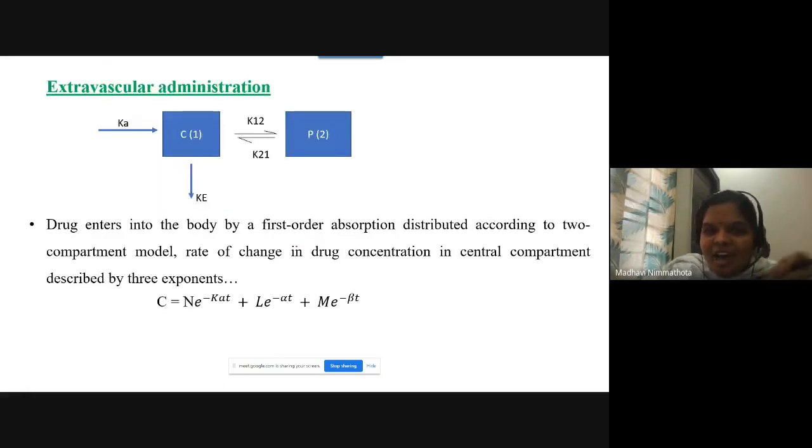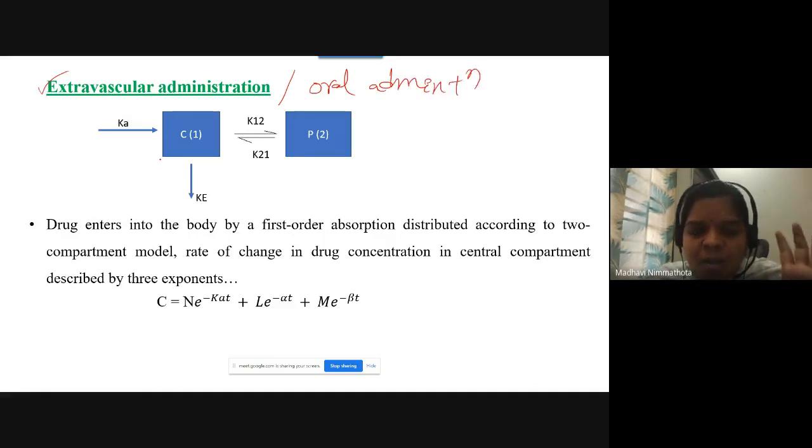Okay, this is about IV infusion, and you have only one more part in your fourth unit, extravascular administration. Extravascular is also called oral administration of your drug. Whenever you are going to calculate extravascular or oral administration, there is a need to calculate Ka. In case of IV bolus, there is no Ka. Why? Because we are selecting only rapidly absorbed drugs. Then why should we add this Ka? There is no absorption, zero absorption in IV bolus.